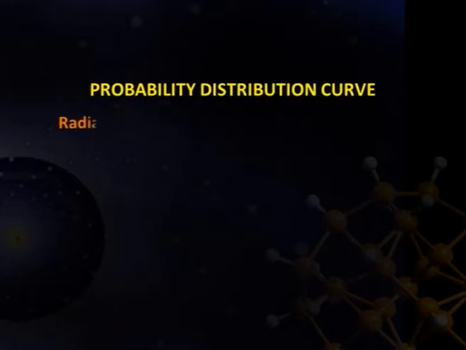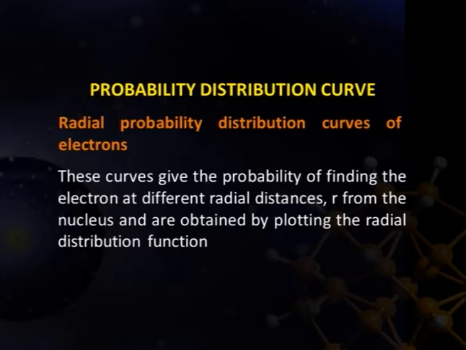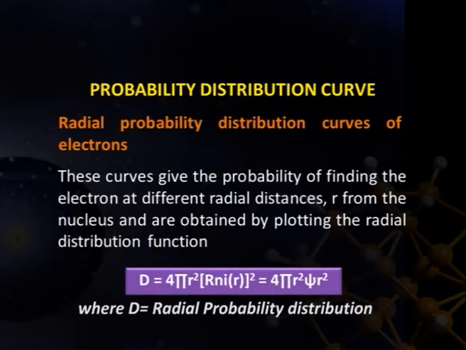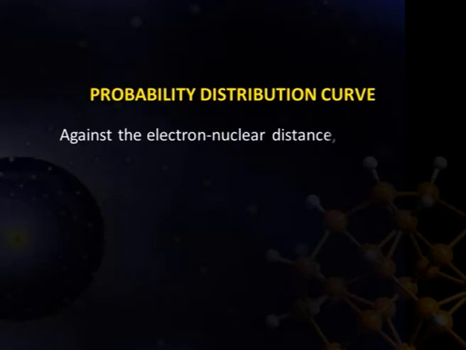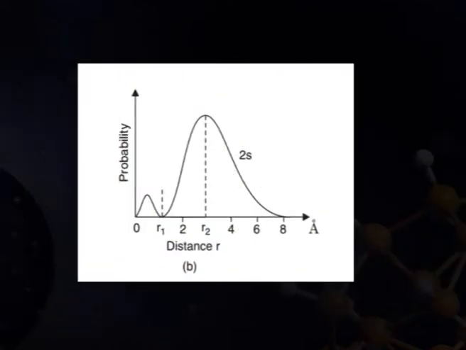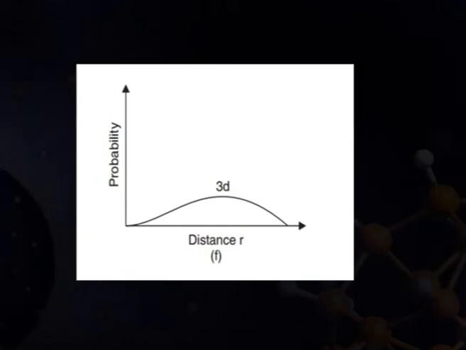Probability distribution curve. The radial probability distribution curve of electron. These curves give the probability of finding the electron at different radial distances r from the nucleus and are obtained by plotting the radial distribution function. From this equation, D is equal to 4 pi r square into R n l into r whole square, which is equal to 4 pi r square psi square, against the electron nuclear distance r. These curves for 1s, 2s, 3s, 2p, 3p and 3d electron in atom are shown in figure.